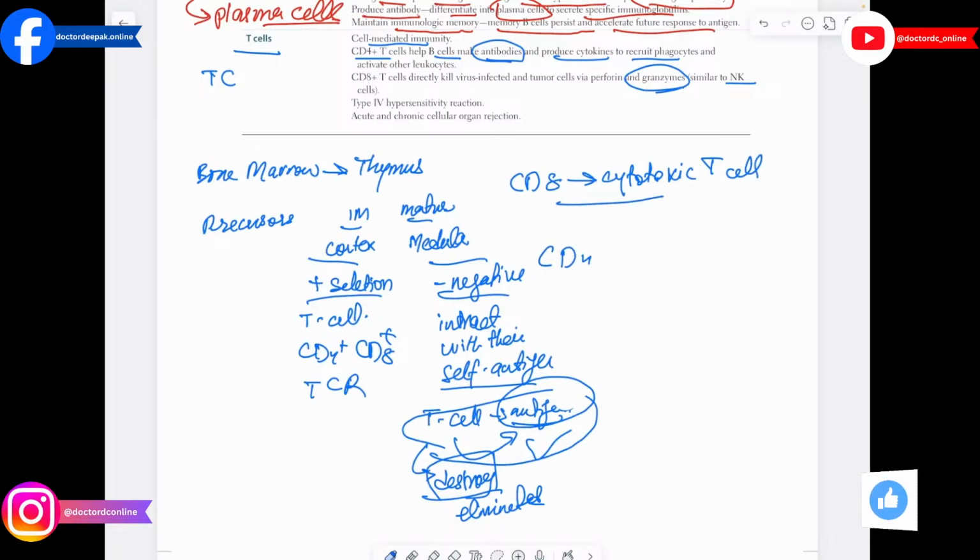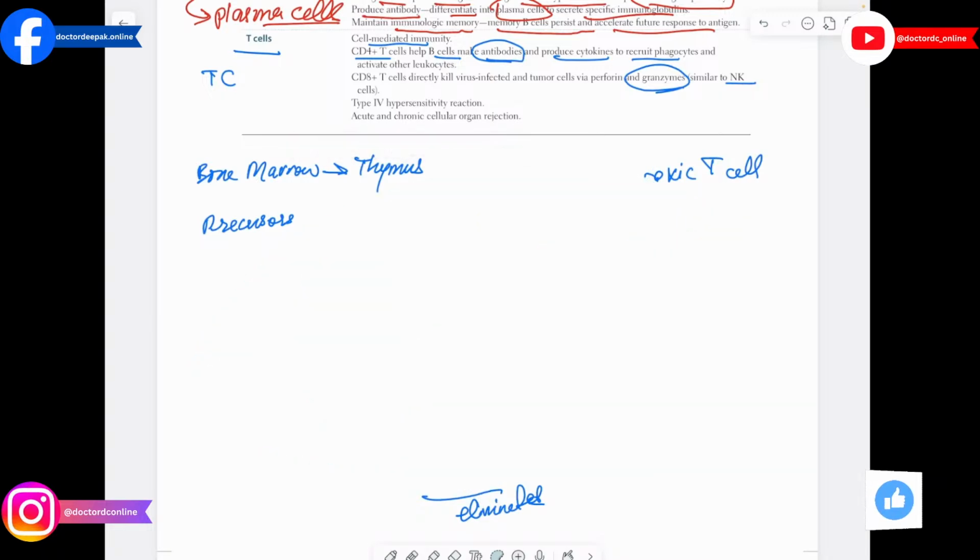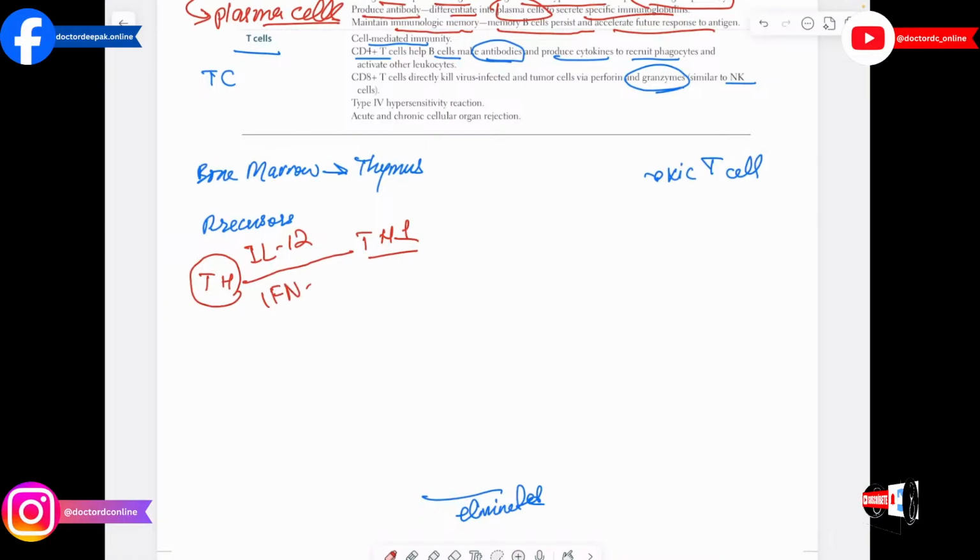But the CD4 positive cells are going to convert into T helper cells. And you guys know there are two types, type 1 and type 2, and also T helper 17 and T regulatory. How are we going to do this? For example, this is a T helper cell. If it has to make itself a T helper cell 1, it is going to be stimulated by interleukin 12 and interferon gamma.